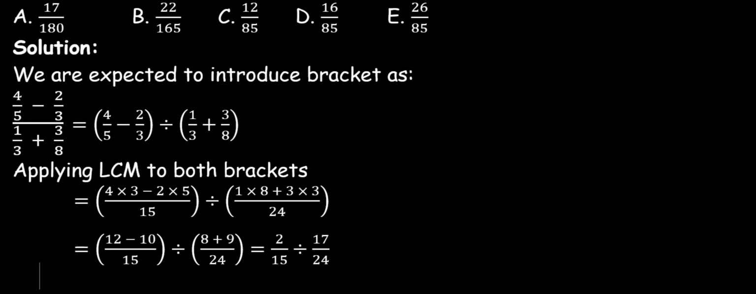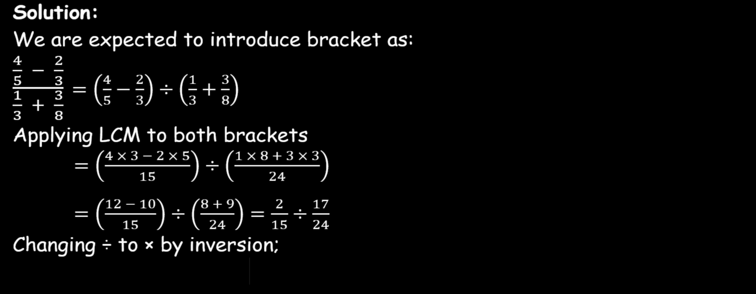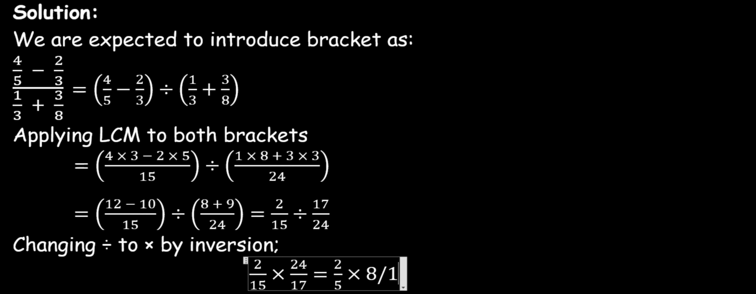Changing from division to multiplication by inversion, that will now give us 2 over 15 times 24 over 17. 3 can divide 24 and then 15. So the result will be 2 over 5 times 8 over 17. And that will give us 16 over 85.